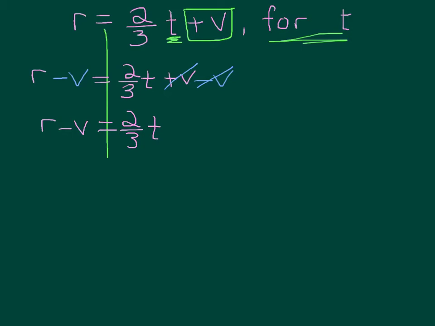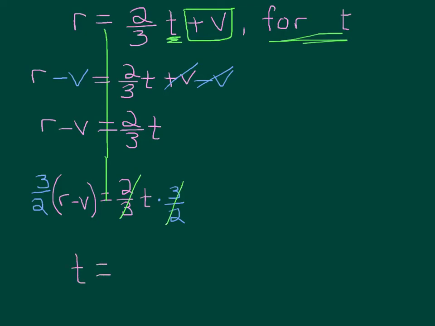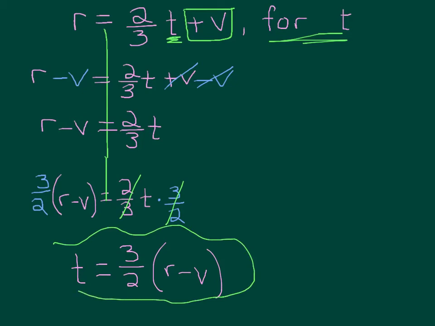So to get t by itself, how do we undo that fraction 2/3? Well, you can think divide by 2/3, but really what are we doing? We are multiplying by the reciprocal. So I'm going to multiply both sides by that reciprocal. On my right side, my 2/3 and 3/2 cancel out, and it leaves me with t equals 3/2 times the quantity r minus v. And you can leave that as your final answer. Your literal equation is solved for t.